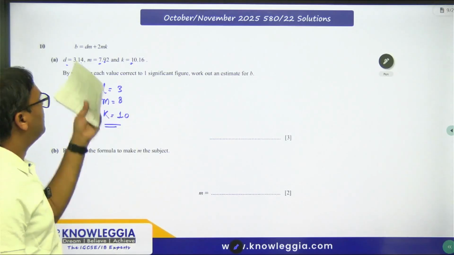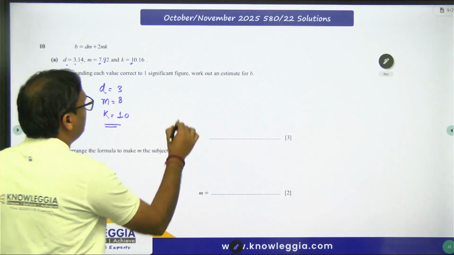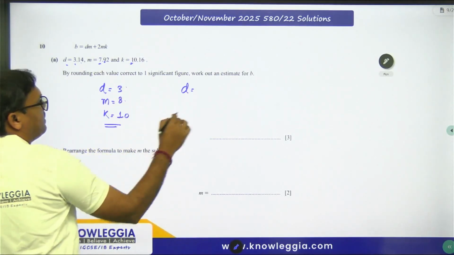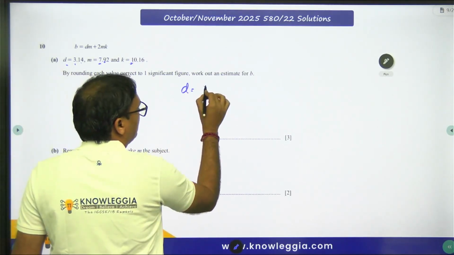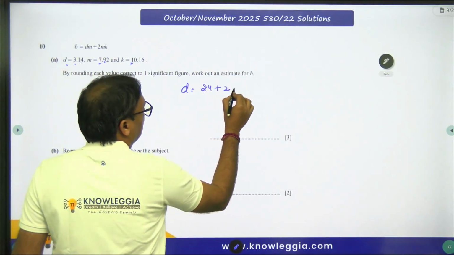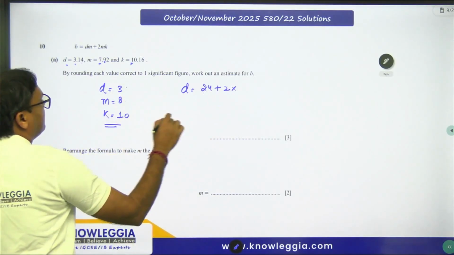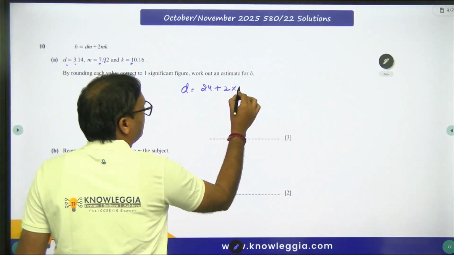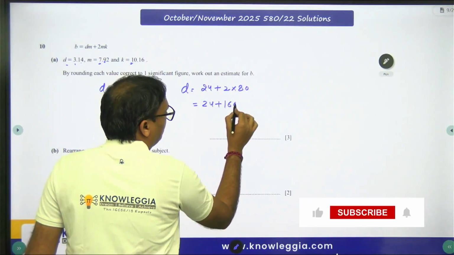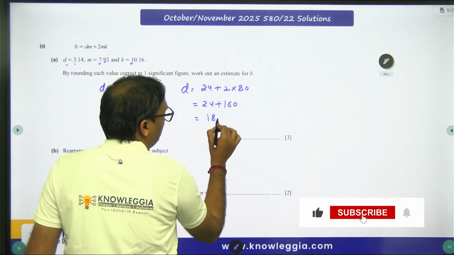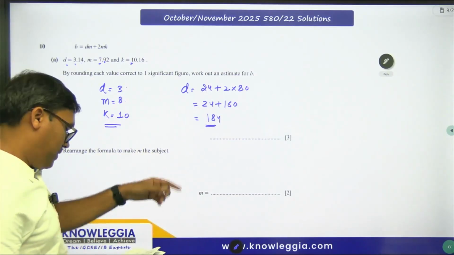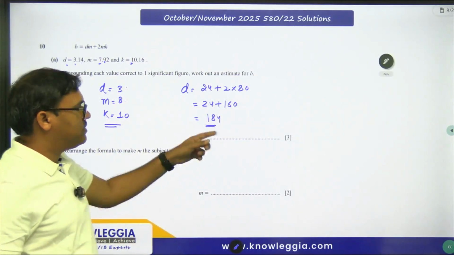These are the values. Now substitute the values here. So what is D? D is equal to D into M, that is 3 into 8, which is 24, plus 2 into M into K, that is 80. 80, right? So what is this? 24 plus 160. So this is 184. That is the answer. Let's see this 10th question. 184 is the answer.